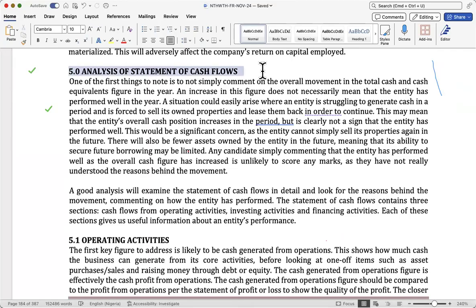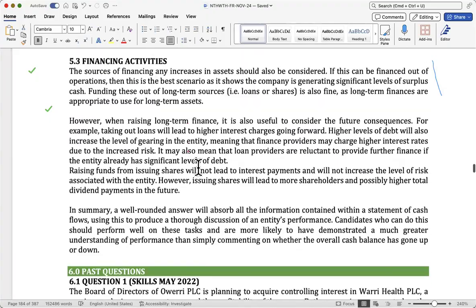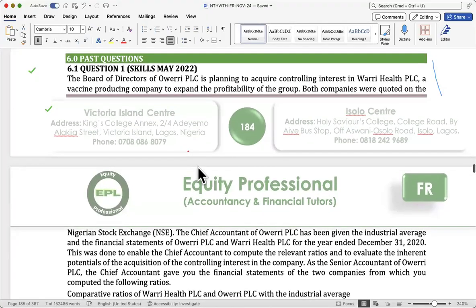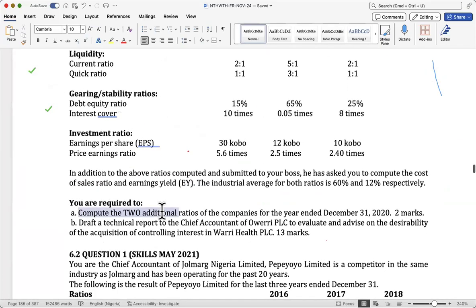Analysis of cash flows. This doesn't concern you. It concerns the professional students more. Okay, so these are past questions that they ask every night. All the examiner wants you to be able to do is to compute and do very, very simple analysis. So in most of these ratio questions, you've seen them asking you to compute some ratios, draft a report, and advise. So that's where analysis actually comes up.